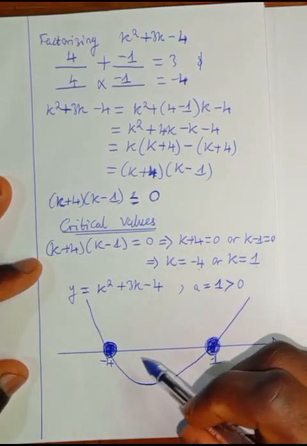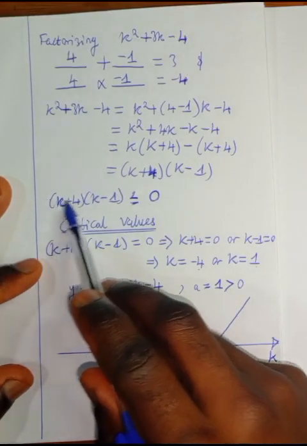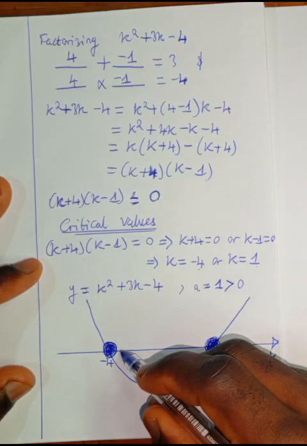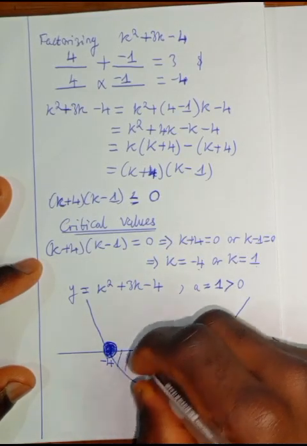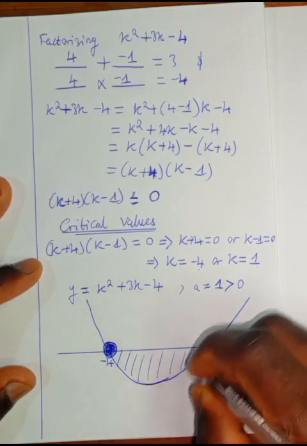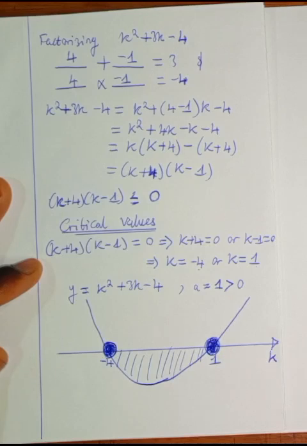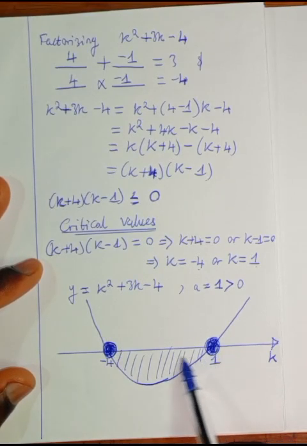So this is it. Then we have y. If y is less than or equal to 0, that means we are going to shade this lower portion of our curve. This is it. And for us to give the required range of values of k, we are going to copy the values of k for the shaded portion.